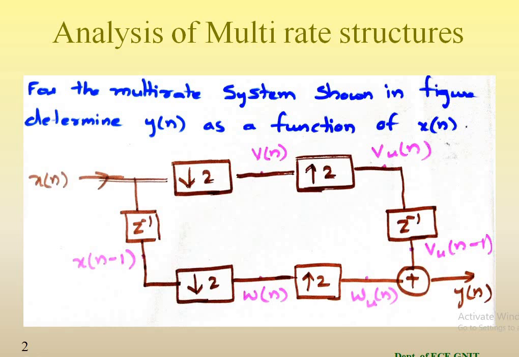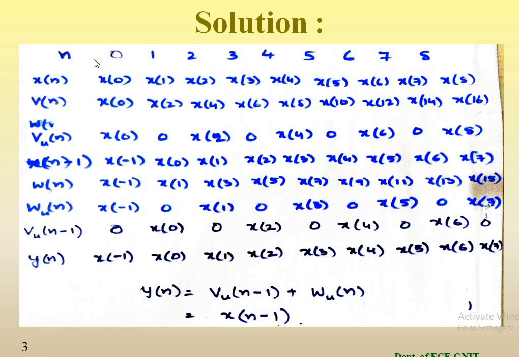w of n is given as an input to the upsampler, and we consider the output as w of n. So whenever we note here, the corresponding output y of n is equal to the summation of vu of n minus 1 and w of n. That is what we are trying to find. So my approach for solving this problem is something like this.